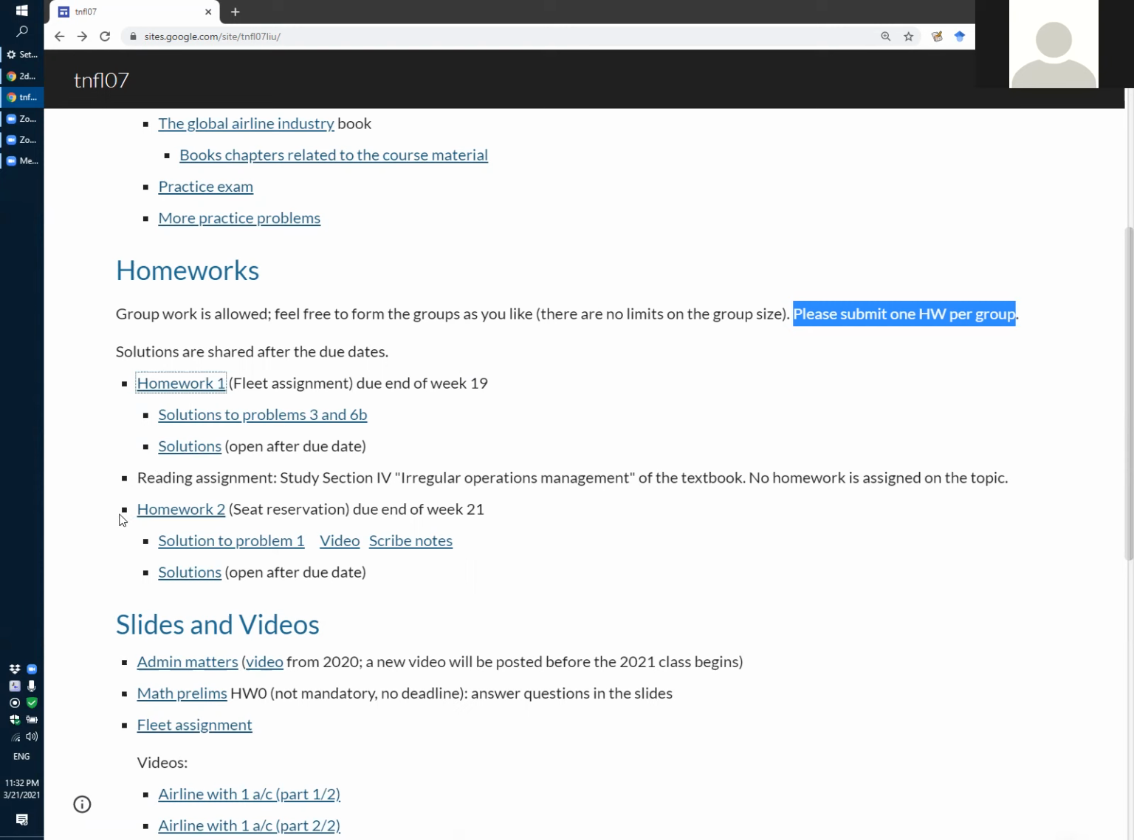And then there is homework 2 on revenue management, or more specifically on seat reservation. Again, the due date is right there. One of the problems we will solve in class, and there is a video and some notes, and the rest of the solutions I will open after the due date. So that's about the homeworks.